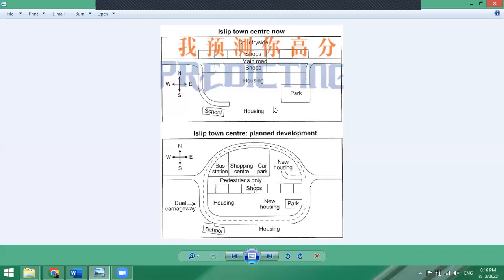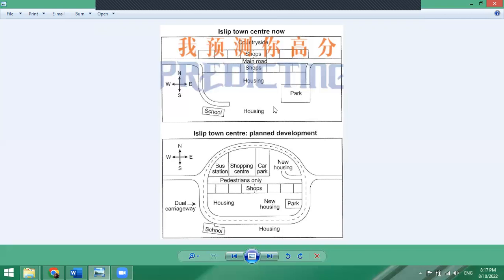writing one paragraph as Islip Town now and the other paragraph Islip Town in the future. This is not an appropriate way of comparison. A lot of students find it easier to do this, but I don't recommend doing it this way, as the task is saying, summarize and compare where relevant. So you have to compare. But if you're just choosing one paragraph and writing Islip Town Center now and the next Islip Town Center in the future, you're not comparing anything. You're just writing what you're seeing.